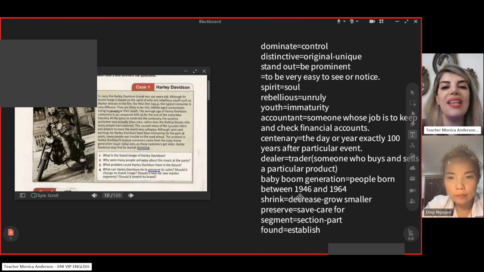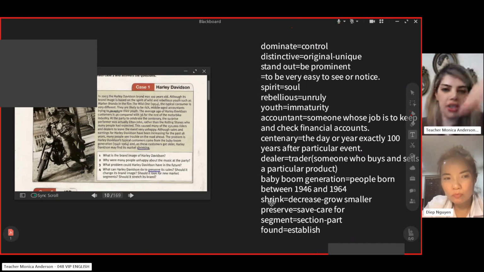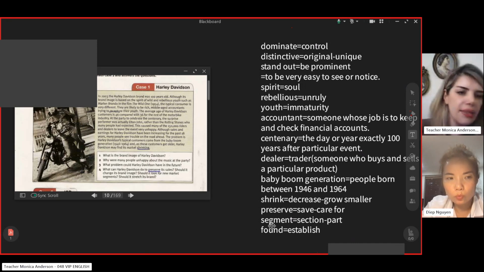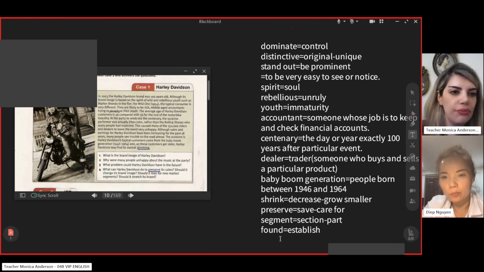This one, baby boom generation. People born between 1946 and 1964 are from the baby boom generation. Shrink: decrease, grow smaller. Preserve: save, or care for. Segment: section or part. And found: establish.